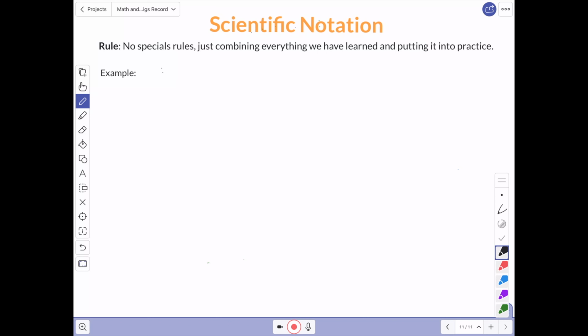When using scientific notation in significant digits, you may think there's some special rules, but they're not. Remember, scientific notation is just expressing numbers in a compact way. So there's no special rules. All we're doing is just combining everything we've learned and putting it into practice. So let's practice.